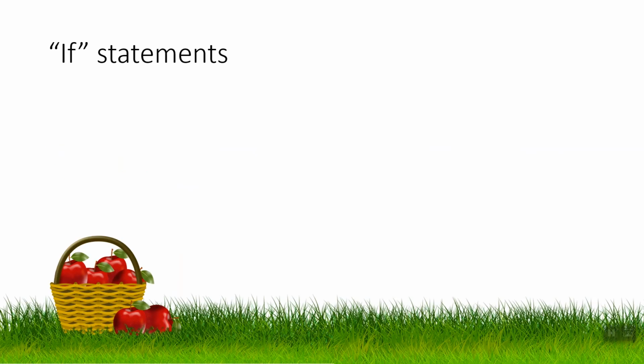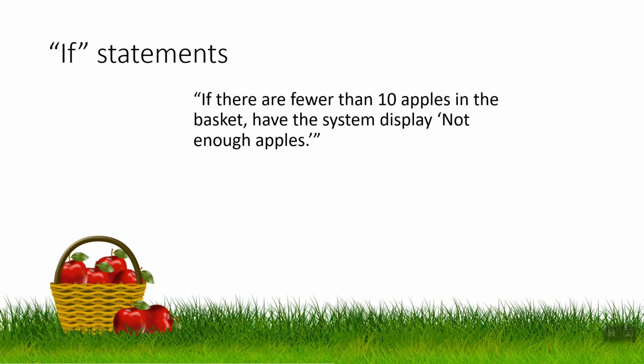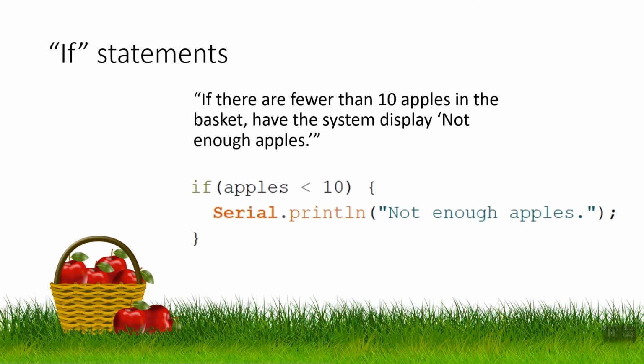For example, let's say we need to know how many apples we have in a basket. We know we need at least 10, so our pseudocode would look like this. If there are fewer than 10 apples in the basket, have the system display not enough apples. When we write this out with our code form, it's if apples is less than 10, then have the system Serial.println not enough apples. Remember, the code I'm writing here is using Arduino, but it'll look very similar in other languages like Java. See?